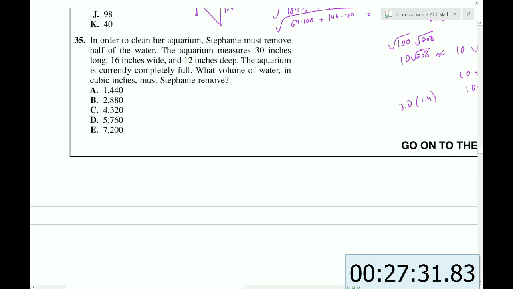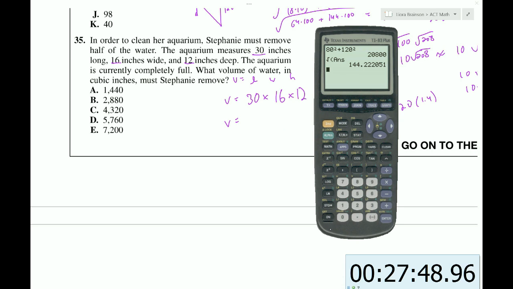In order to clean her aquarium, Stephanie must remove half the water. The tank measures 30 by 16 by 12. Length, width, height, and you multiply those together, you get the volume, right? Okay, so let's do that. Since we're using the calculator, may as well just make it easy on ourselves. Times 12. And then what volume of water in cubic inches must she remove?